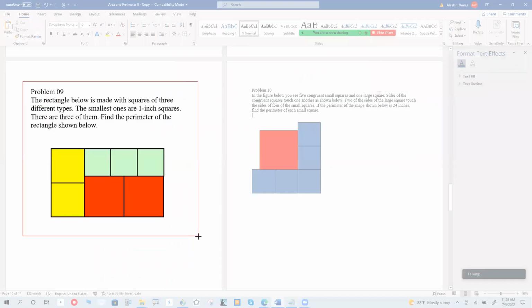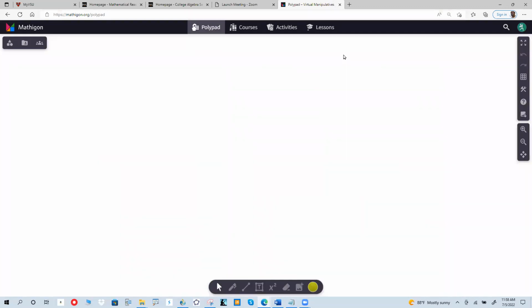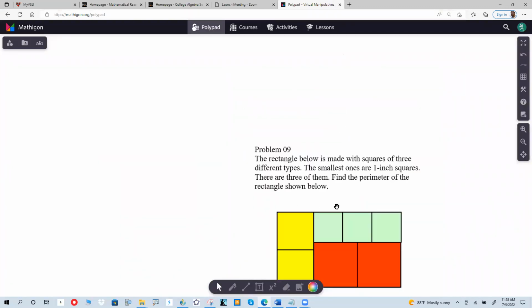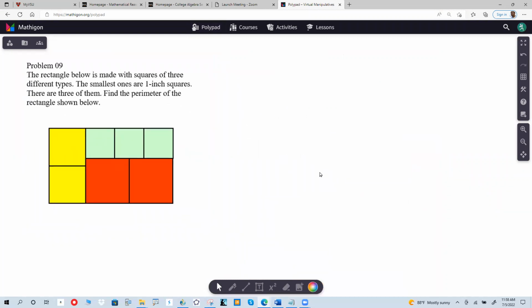Okay, let's take it and bring it. Okay, let's read the question. A rectangle below is made with squares of 3 different sizes: the yellow ones, the green ones, the red ones. The smallest ones are 1 inch square. That means this is 1 inch, this is 1 inch. Okay, that's what that means.